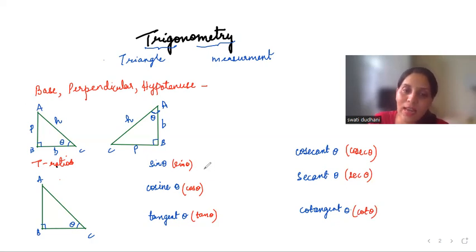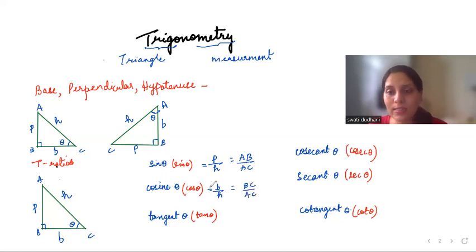Now, the first one is sine theta. Whenever you have these kinds of questions, draw a right angle triangle and mention all three sides. The side opposite to 90 is the hypotenuse, opposite to the angle is the perpendicular, and the third one is the base. Now, sine theta is perpendicular by hypotenuse, P by H, which means it is AB by AC. Cos theta is base by hypotenuse, which means BC by AC.